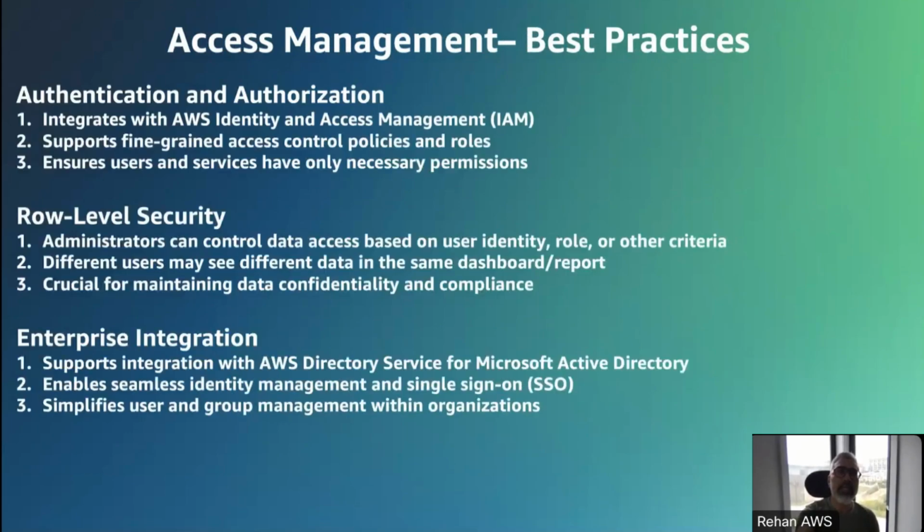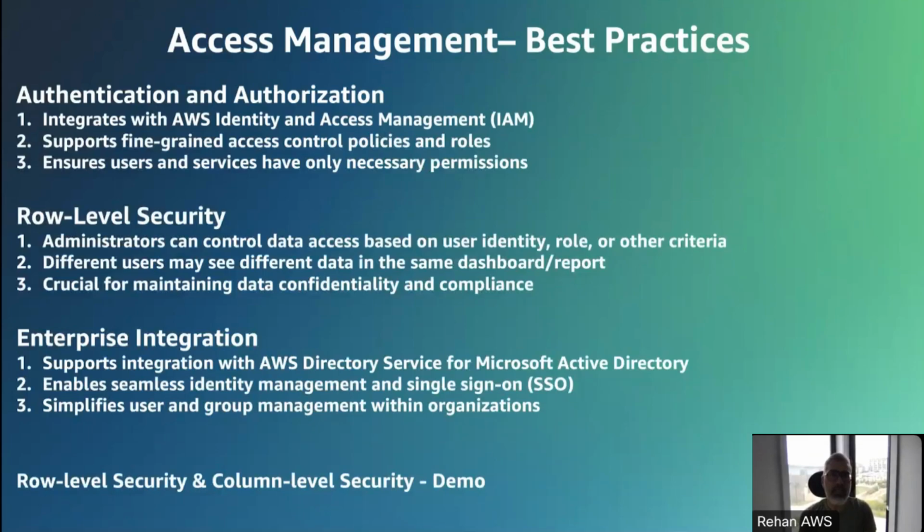The next one is access management. QuickSight is integrated into identity and access management, so AWS IAM, which allows you to have it integrated into your own Active Directory. It supports integration with AWS Directory Services, so you can build it on top of AWS, or connect it into your own Active Directory within your on-premises network. By virtue of that, you can have seamless identity management and single sign-on. It allows you to have MFA on those accesses as well, and simplifies user and group management within organizations.